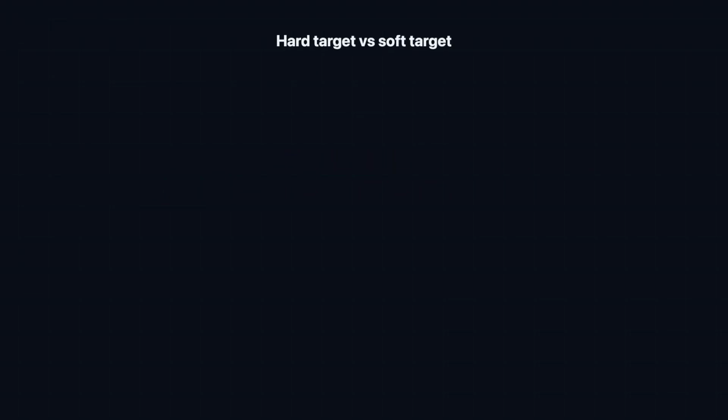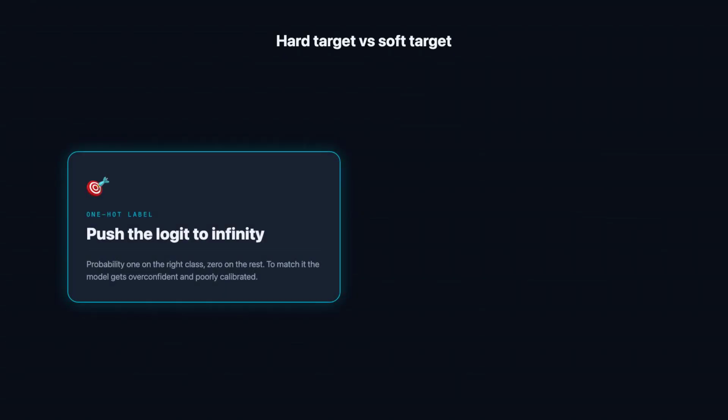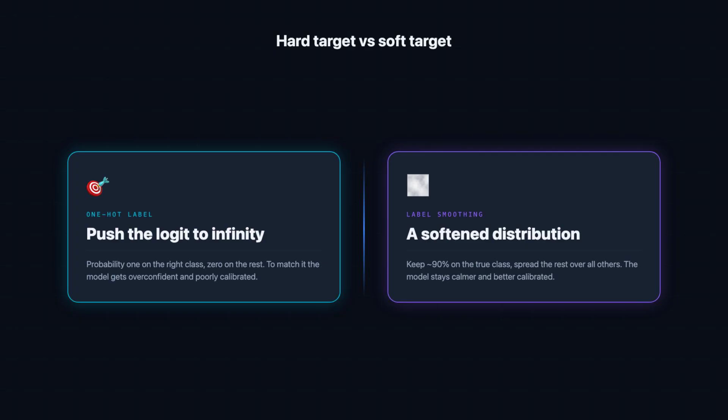Here's the contrast at the heart of it. It all comes down to the shape of the target we ask the model to match. Normally, the target is a hard vector, probability 1 on the correct class, exactly 0 everywhere else. To match that, the model has to drive the right logit toward infinity, which makes it overconfident and poorly calibrated. It ends up saying 99% when it should really be saying 70%, and that gap between confidence and correctness is exactly the problem. Label smoothing softens that target instead.